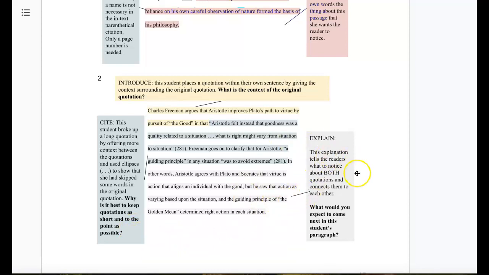Now let's look over at the explain. This explanation tells the readers what to notice about both the quotations. Notice there's one quotation here and another one here. The student has offered a little bit more context here. What would you expect to come next in the student's paragraph? After she's finished with her explain, she's finished telling her readers what to notice about her quotation. What do you think she's going to state next? What would be the sentence to come right here? Think about that.